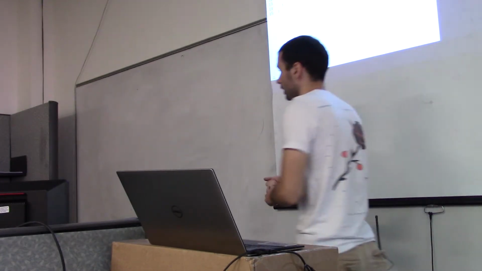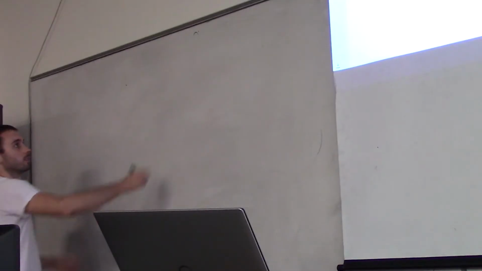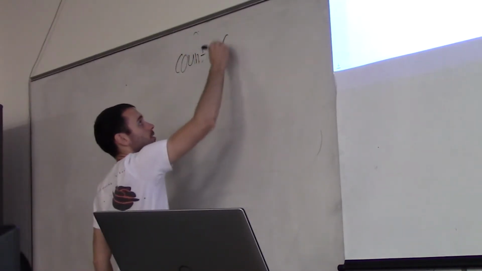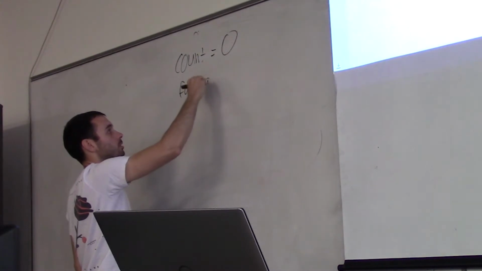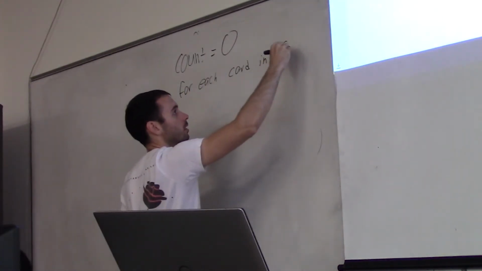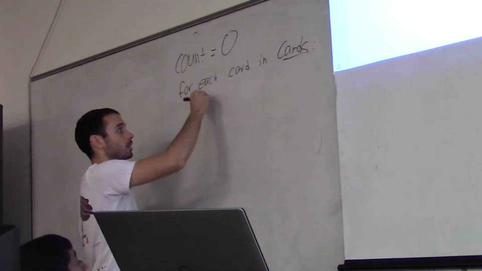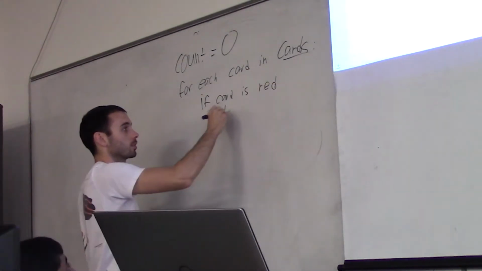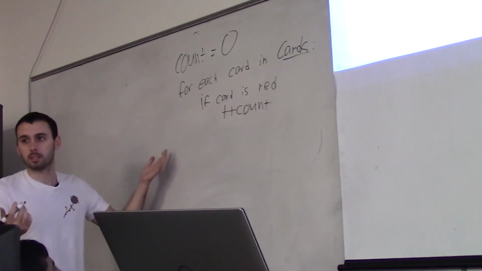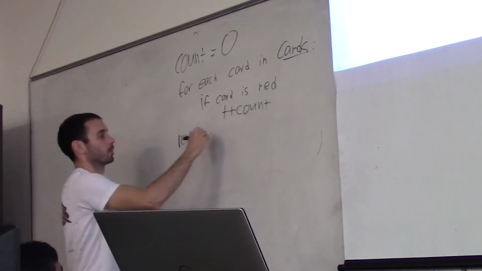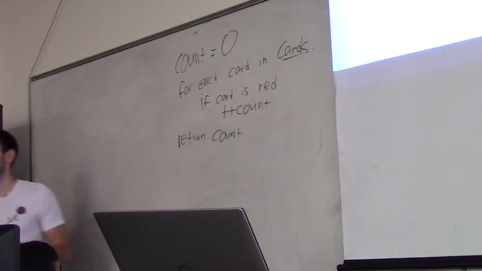So we can write that in pseudocode. Stuff that's not real code, but it still describes how we get things done. So you can say count is equal to 0 to start, and then for each card in cards, where cards is the thing that holds all the cards, if card is red, increase the count, and then at the bottom, return or print whatever the total count is. So this is more or less a textual description of everything you were just doing in your heads.